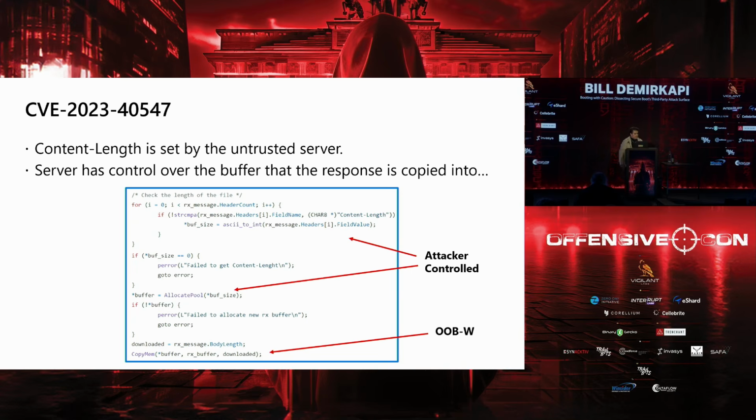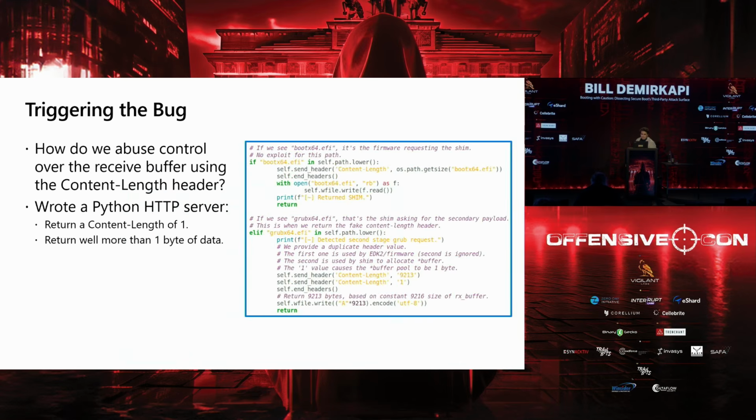Next, it'll go ahead and copy over all of the received data into this buffer that was allocated with an untrusted size. These two facts do not make for a great story, and it leads to an out-of-bounds write. So, triggering a bug: how do we abuse control over the received buffer using the content length header?